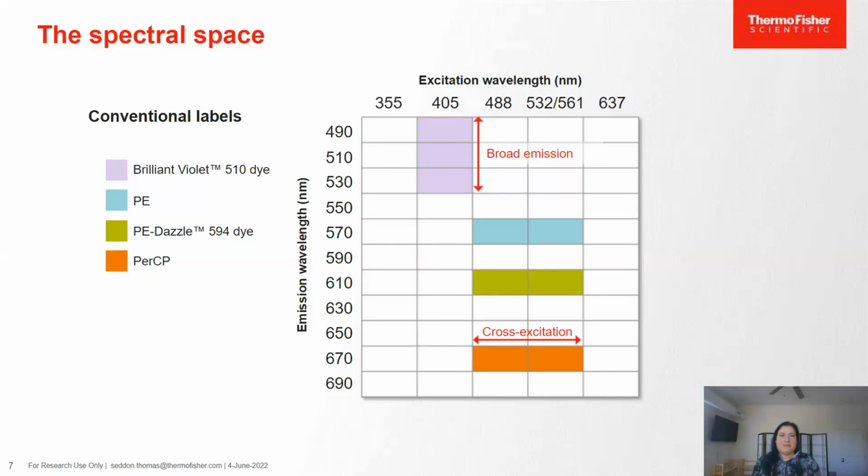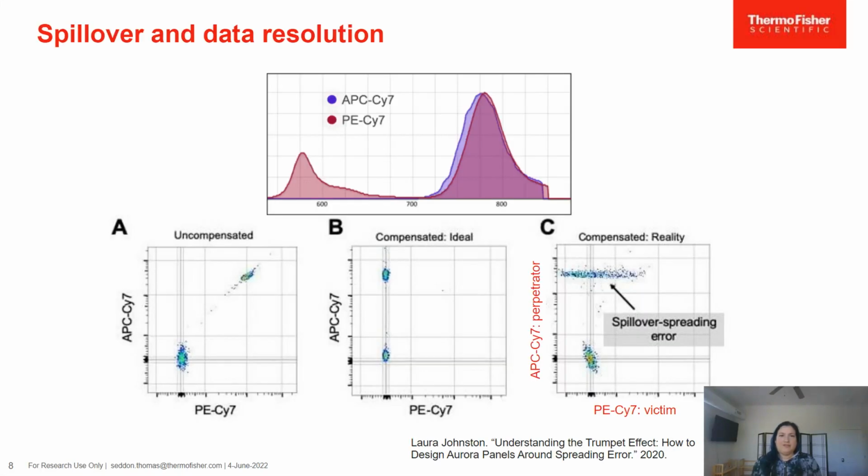And then there's other dyes like PE-Dazzle and PerCP that are cross-excited by both the blue and the yellow-green laser. And again, those are taking up spots. So if you had something that was excited off of only one of the lasers, it's taking up less space in your panel. Additionally, when you think about spillover and data resolution, here's an example from the University of Chicago blog. And you can see here that it's showing the plots for APC-Cy7 and PE-Cy7, and you can see that in terms of their emission, although they're excited primarily by different lasers, their emission is also in a similar spot.